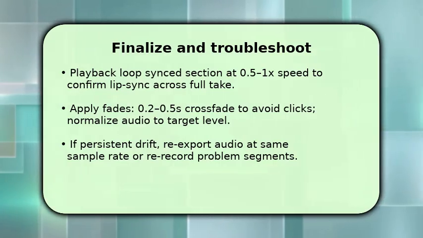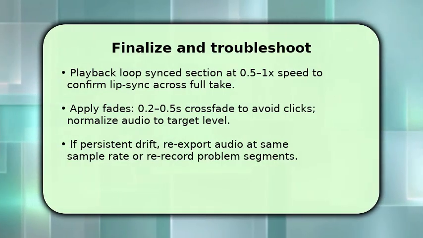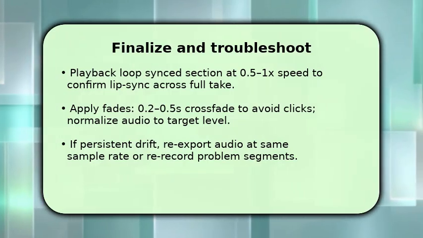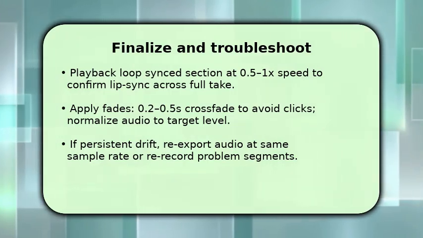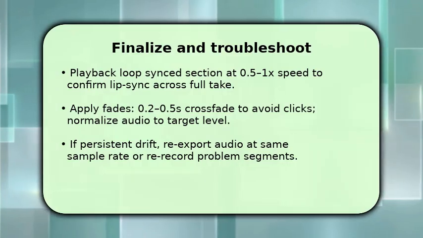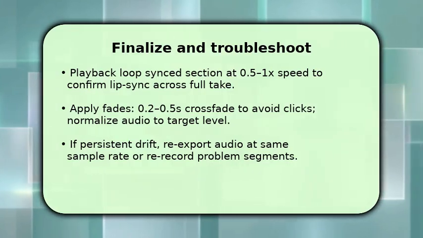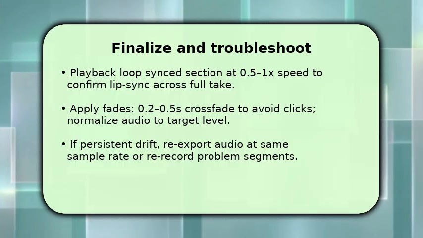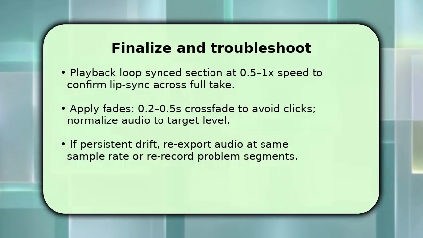Add short fades of 2 to 5/10 of a second to prevent clicks and normalize the track to keep levels consistent. If you still notice drift, check sample rate mismatches and export settings, re-export the audio at the project's sample rate, or re-record the problematic segment.